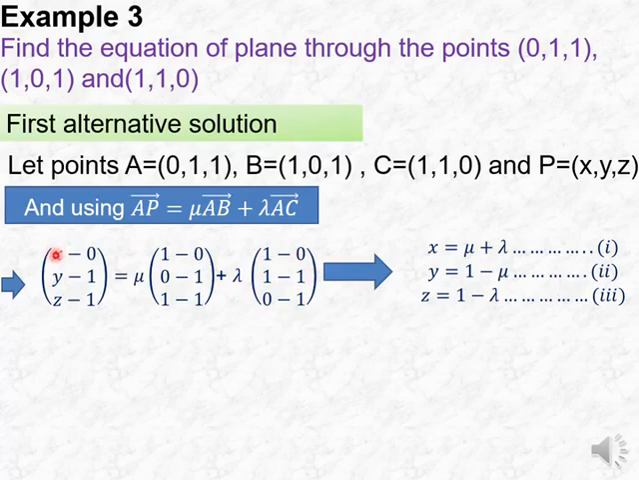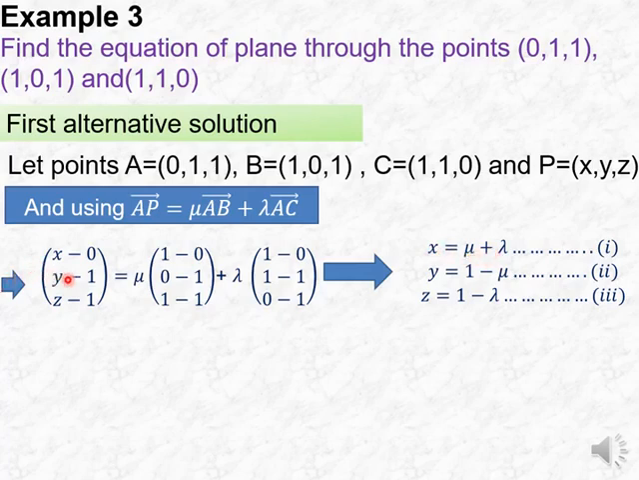Because here now we got the components of x together, where we shall have x minus 0 equals to mu into 1 minus 0 plus lambda into 1 minus 0, and simplify it, we shall get equation 1, which is x is equal to mu plus lambda.